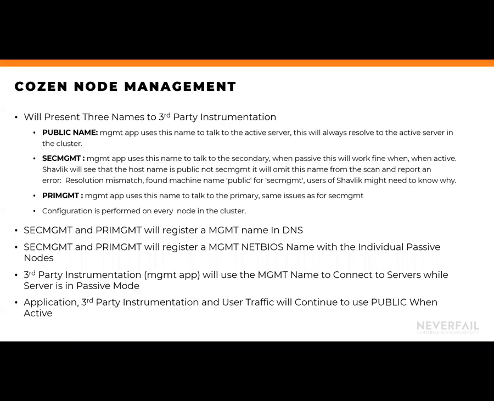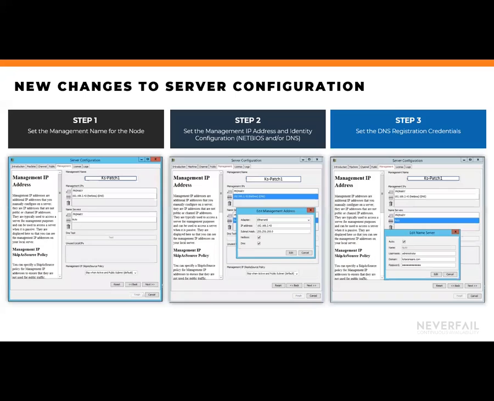So the idea here is you have what we call a public name, which is that Cozen name, that alias we talked about. Then you have a secondary management name, and you also have one for the primary and one for the tertiary, right? So you have these management names. Then you register those management names in DNS, and it creates a NetBIOS name for you. So when the server hits that IP address to update the server, it is actually presented with a different server name. All of this is used to trick third-party instrumentation into seeing that these are unique identities. So here are the steps that you go through.